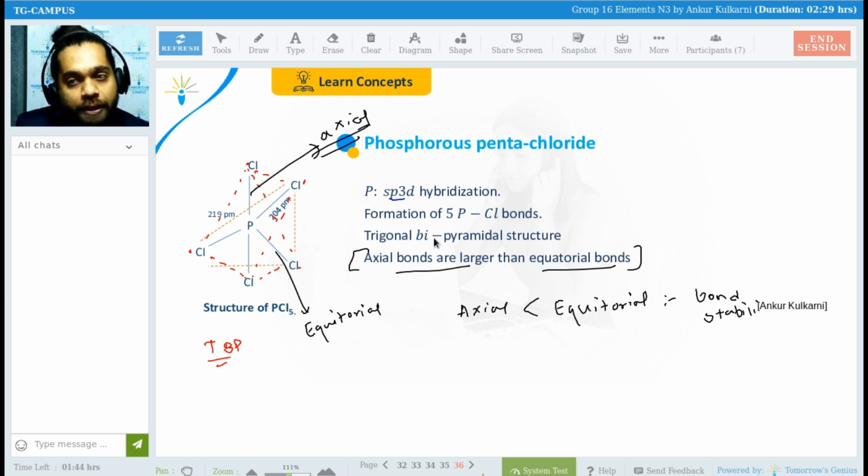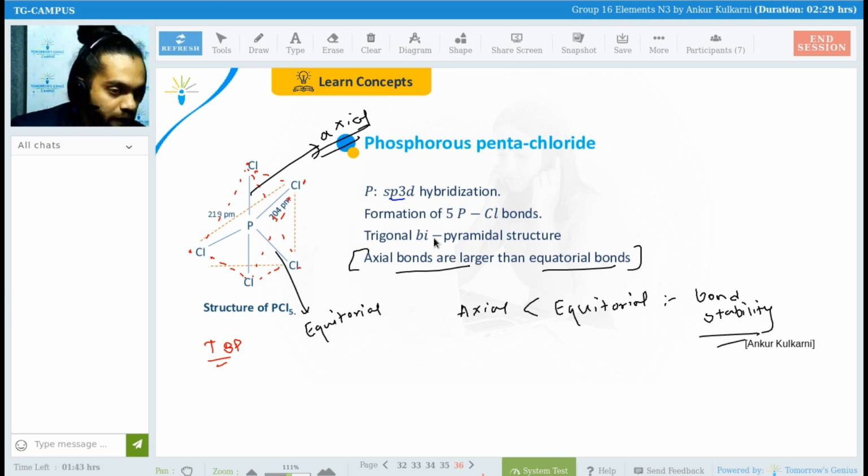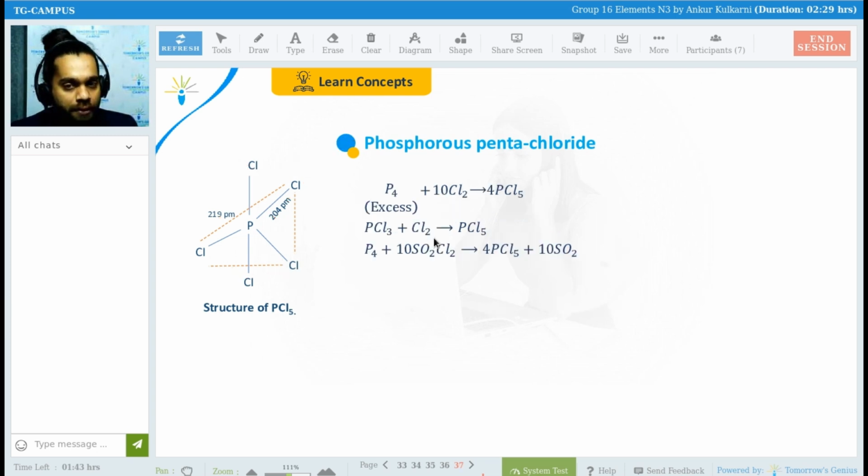Are you getting it, everyone? Come on, give me yes or no. Is it clear? Axial will be less stable than equatorial because the axial distance is larger, so it will break easily. So this is what I have told you.